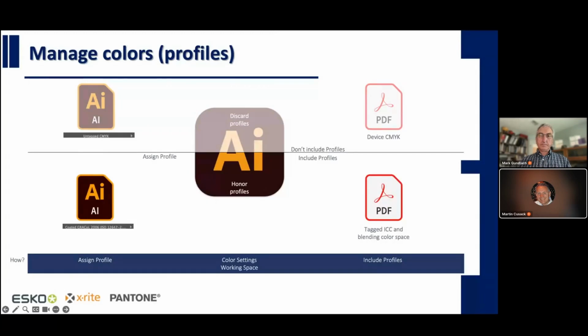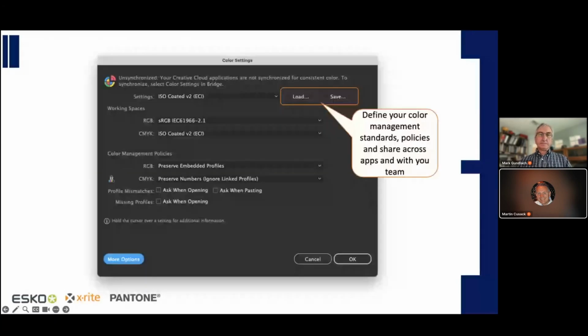In the next slide, Mark, we can look at what those settings could look like. Here is a typical example where you can go through and choose the preferred settings you want to work in. In the working space, you may say, from an RGB perspective, we work to sRGB. That's what we prefer to work to, for various reasons. And for CMYK, we work to ISO Coated. So this is the CMYK workspace that we want to work with.